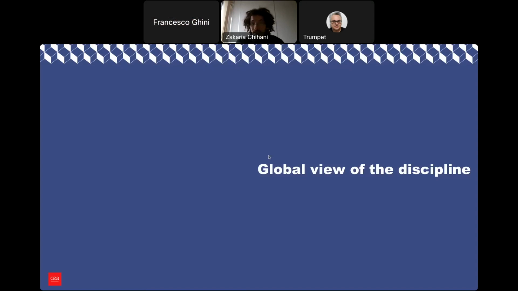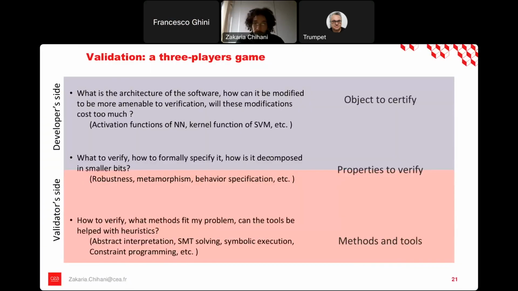So now that that's done, I'm going to talk about a very global view of the discipline of applying formal methods. So validation use of formal methods is a three players game. On the one side, you have the object to verify, the software, which, for example, an industrial partner will bring us. And on the other side, you have the methods and tools. So this is the things that we develop.